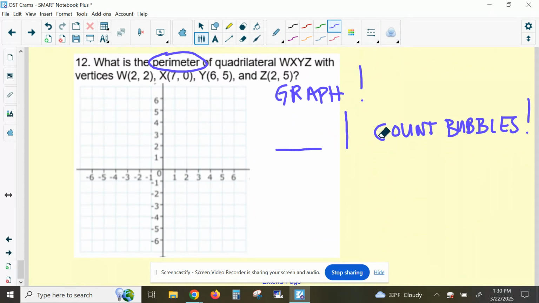Remember, we went 1, this, blah, blah, blah, and we added up all the pieces all the way around it. So you're going to have to go all the way around the quadrilateral. So if it's vertical or horizontal, you can count bubbles. If it's diagonal, then you're going to have to make your little fake right triangles and do Pythagorean theorem. Okay, so go ahead and do that one.